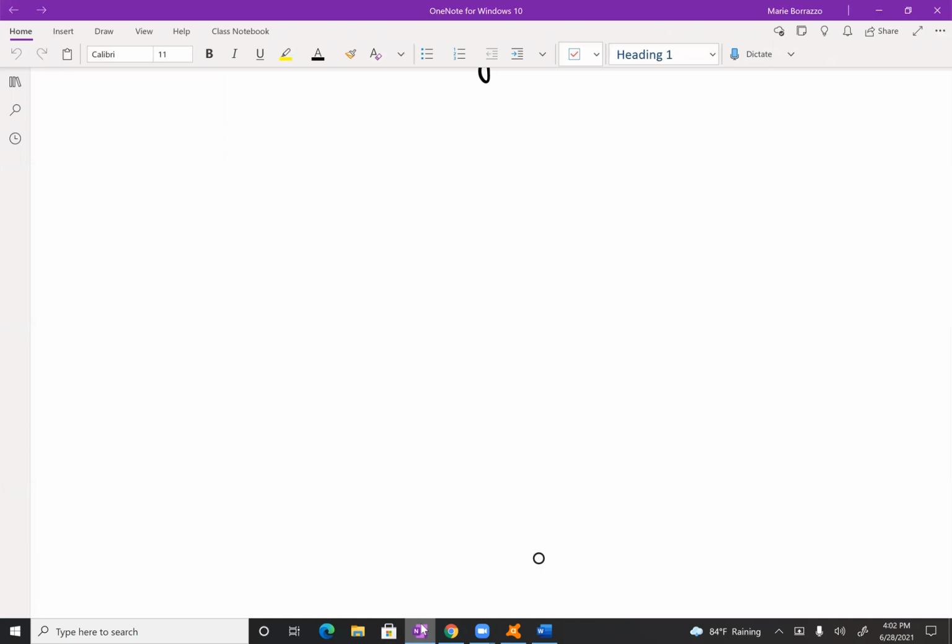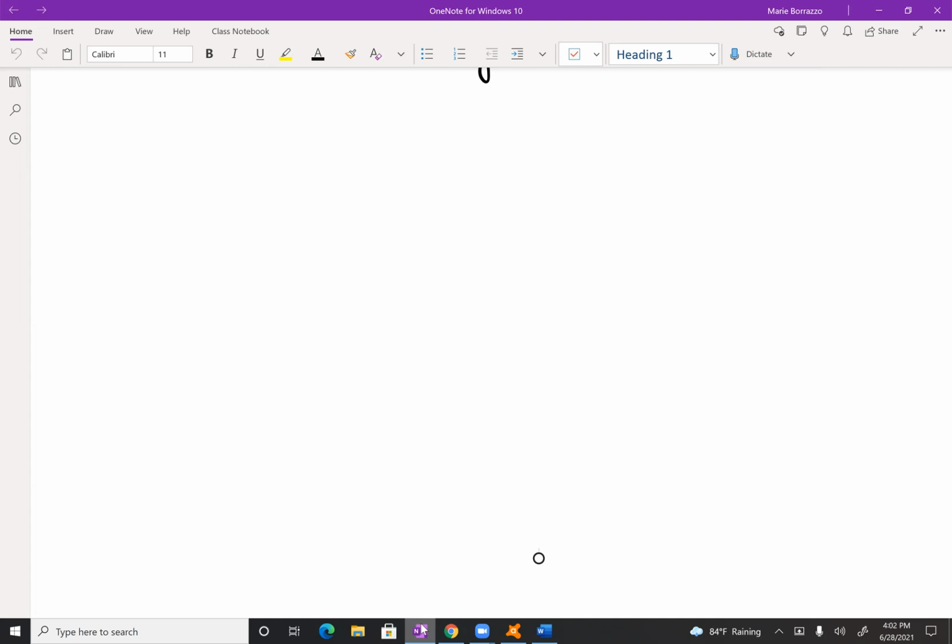Can everyone see the screen without issue? You should be able to see my screen now. Yeah, we're good. Basically a blank screen.